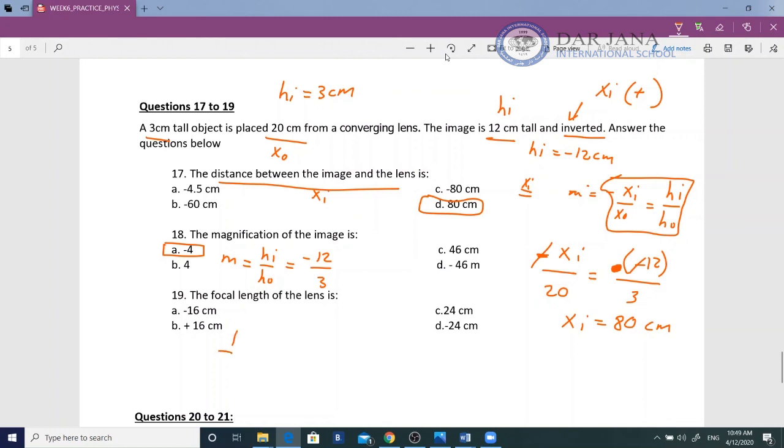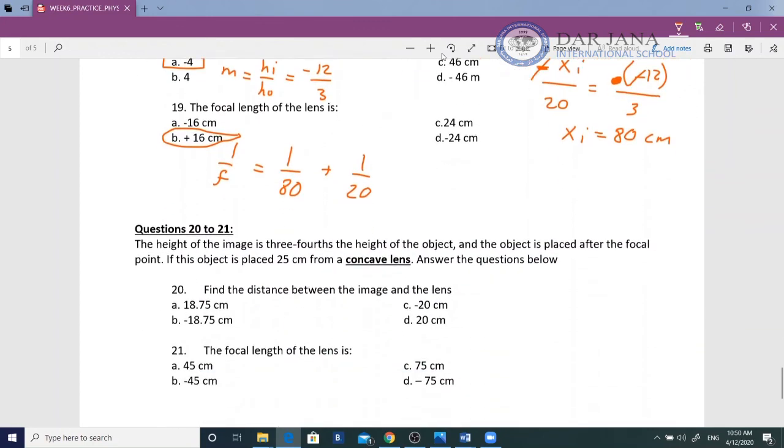Focal length, we use 1 over f equal 1 over xi, which is 1 over 80, plus 1 over xo, plus 1 over 20. So the answer will be positive 16 centimeters.